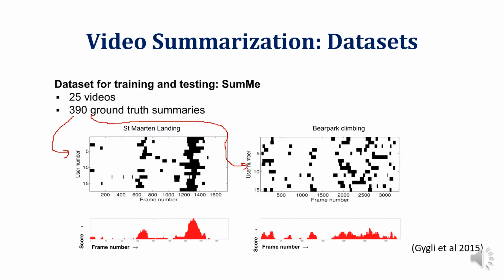One of the oldest data sets was by Gigli et al. in 2015 with 25 videos and 390 ground truth summaries. The challenge has been consistency. So you'll find that across the users, it's very hard to insist that different users create the same ground truth summary or nearly the same ground truth summary by basically consistently picking up the same set of frames. And that's generally been also a quality criterion, inter-annotator consistency. Very difficult to attain though.